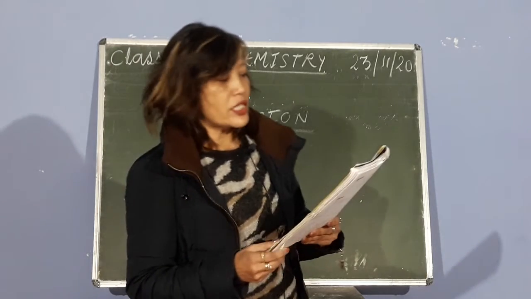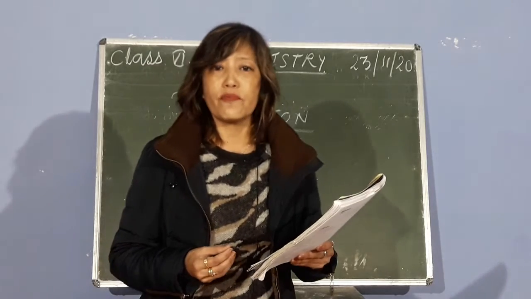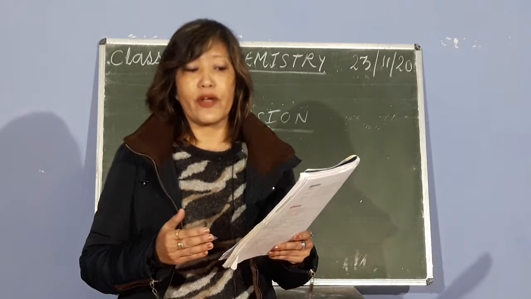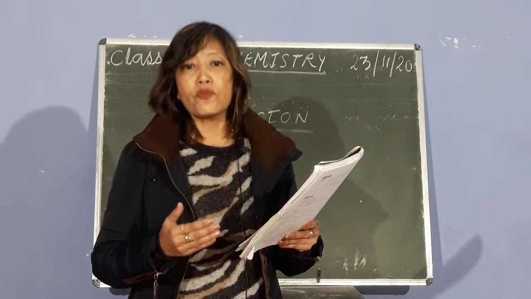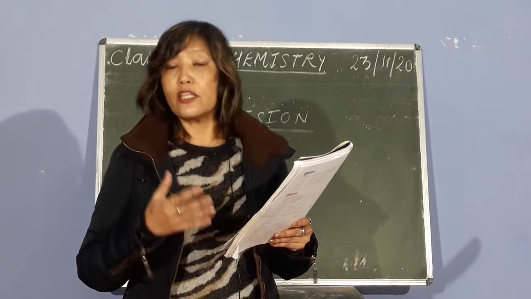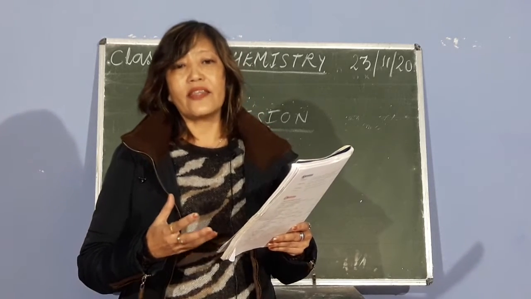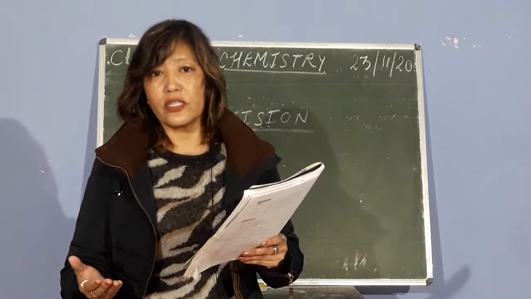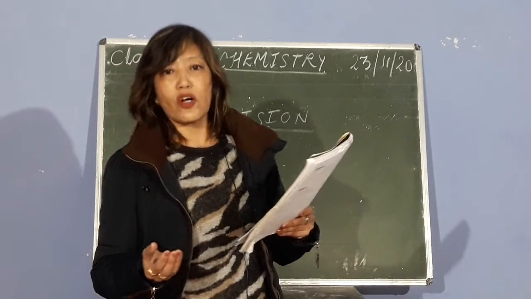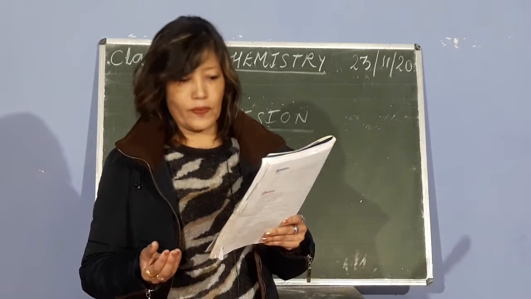Then number 2, the percentage by volume of oxygen in air is variable from place to place. So the percentage of oxygen in the air is not the same everywhere. It varies from place to place. For example, in the mountainous region, the air has less oxygen than the air down in the plains. So number 2 is true.